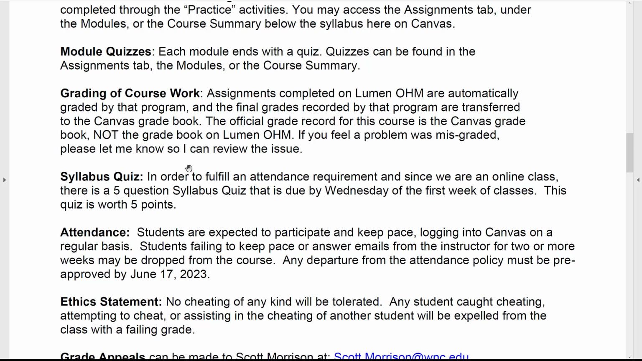Syllabus quiz: in order to fulfill an attendance requirement, and since we are in an online class, there is a 5-question syllabus quiz that is due by Wednesday of the first week of classes. This quiz is worth 5 points. It's really 1% of the grade. And again, it's weighted, so there's not a point total for the class that I go with. It's the weighted amount. Okay, I'm going to go on from there.